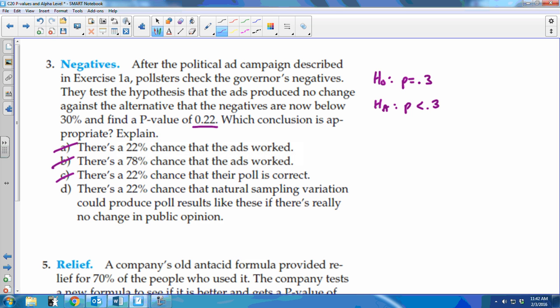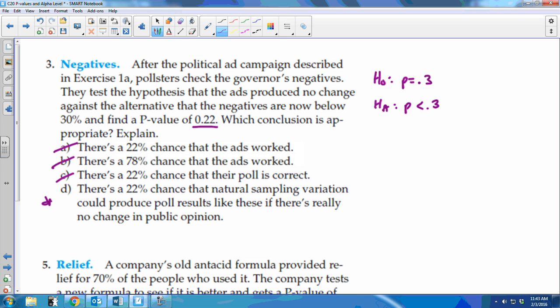So D is a correct interpretation of the p-value. There's a 22% chance that natural sampling variation could produce poll results like these if there's really no change in public opinion, if the null hypothesis is true, that there was no change in public opinion. Right? That is what the p-value should be.